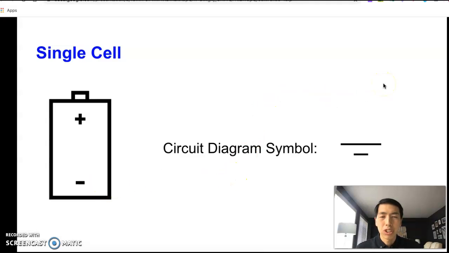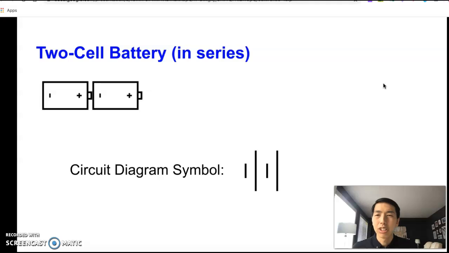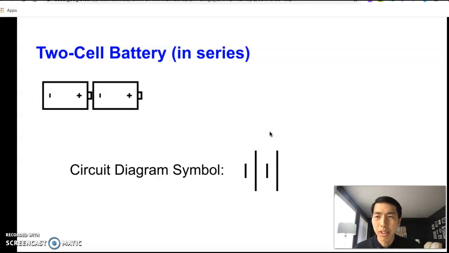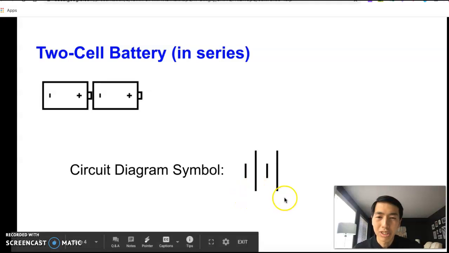And then sometimes we put two cells together. So this is called a two-cell battery in series. So this is what it might look like in real life, just one attached to the other, end to end. But in a circuit diagram, we just draw the lines that we do for a cell. We just draw a pair of them to represent two cells. Once again, the shorter line represents the negative end of the battery, and the longer line represents the positive end. So I have this drawn so it's matching what the picture shows.